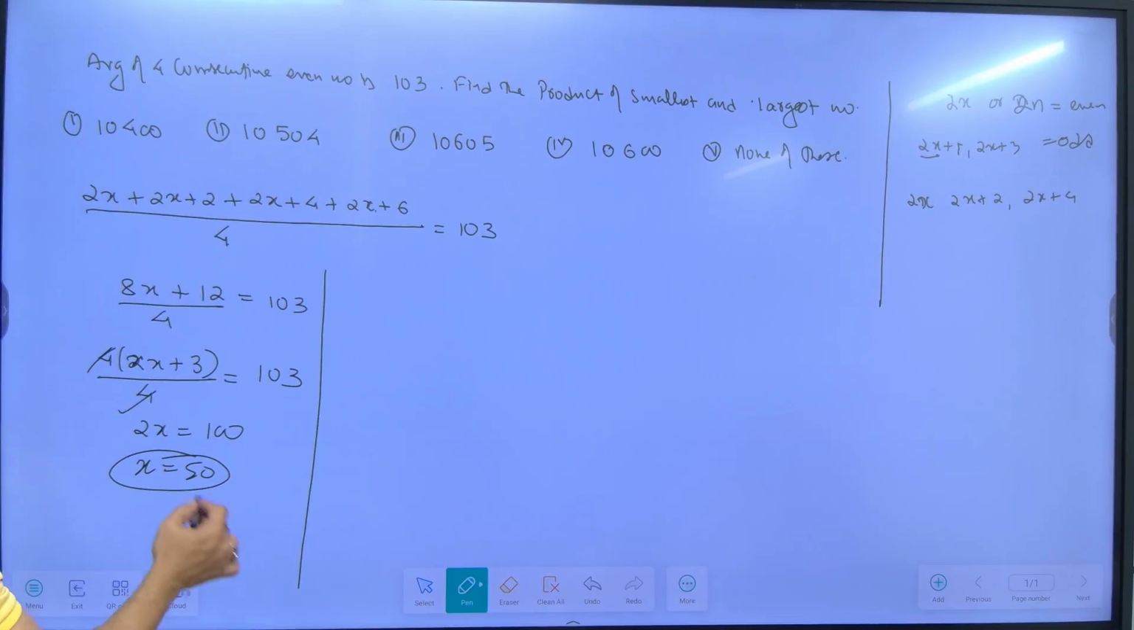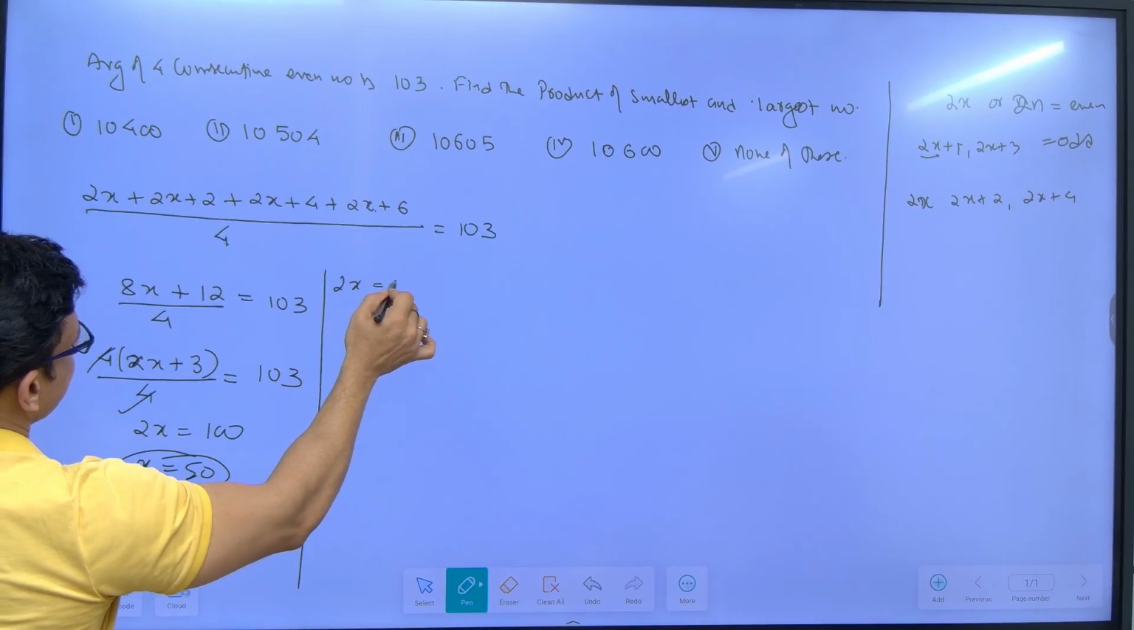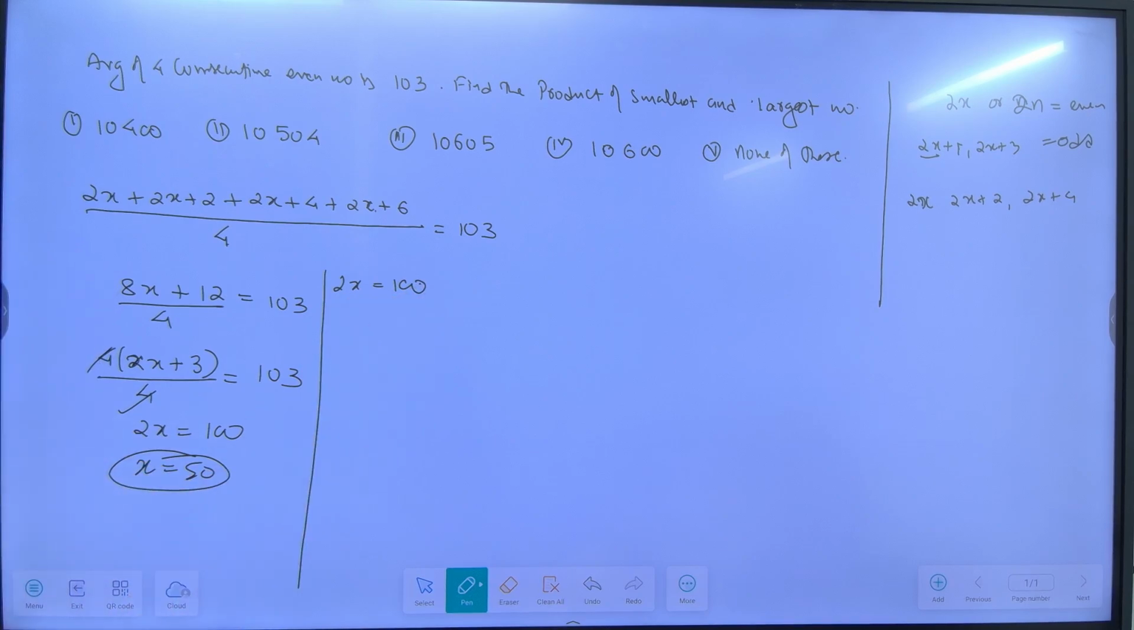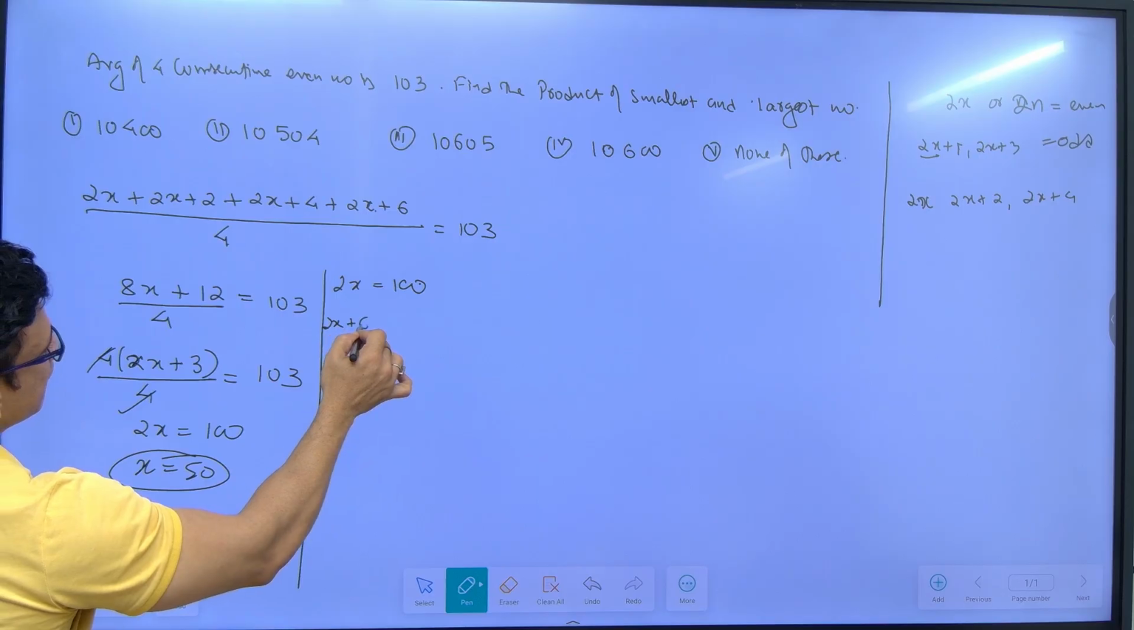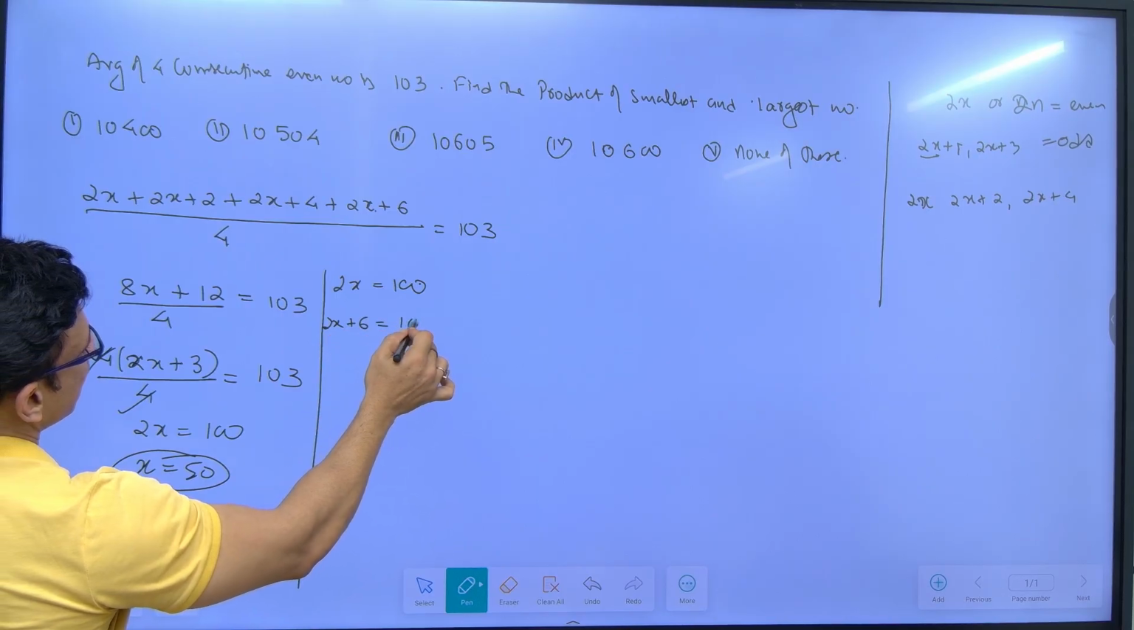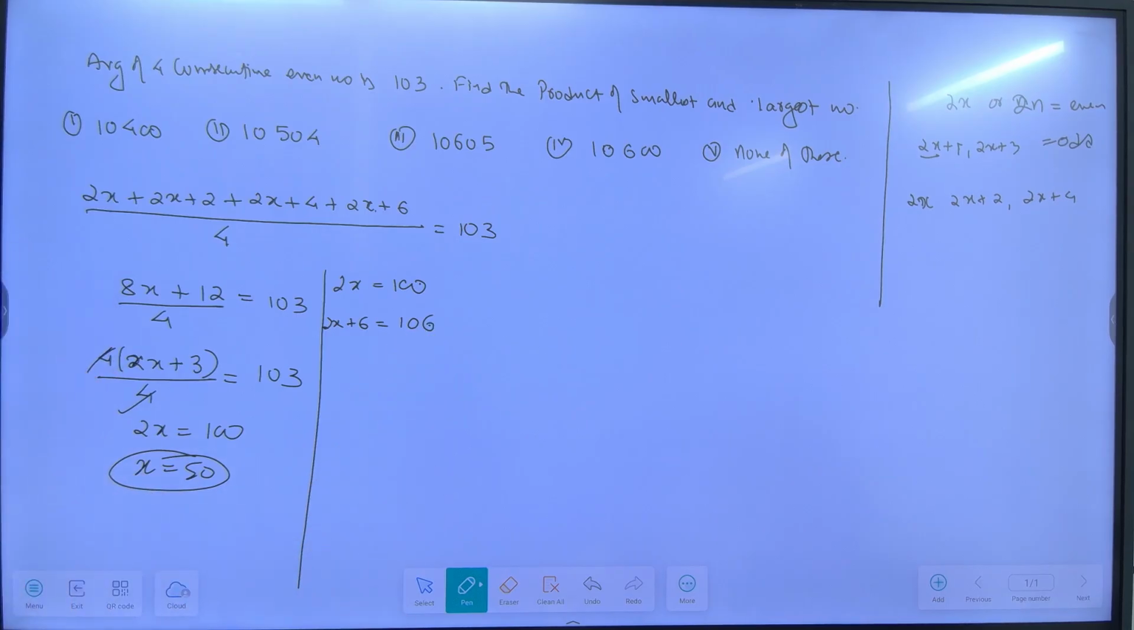Your first number is 2x, so 2x is equal to 100. The smallest number is 100 and the largest number is 2x plus 6, which is 106. You can multiply 106 with 100, which will give you 10,600. Right?